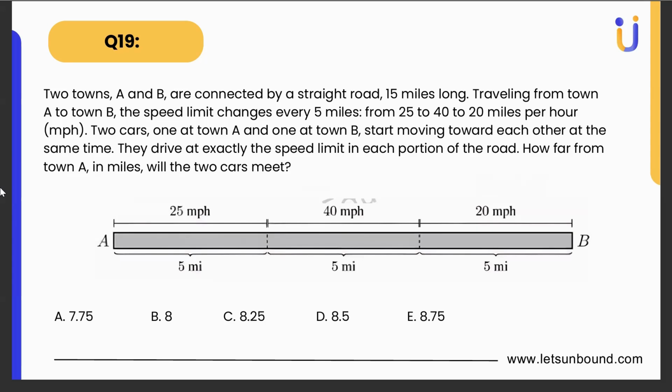And so the problem is easy. Let's understand it first. A to B, you have been given a stretch of a road. On top, the speed limits have been given in each of the cases, like 25, 40, 20.